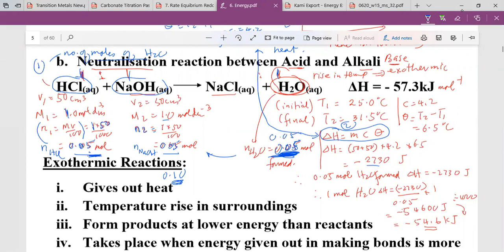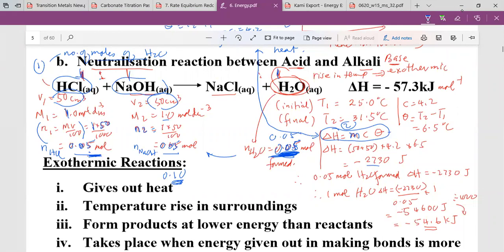Then we go to heat change. Now this is the thing which I think you learn in physics, okay? Heat is equal to mc theta. M means the mass of the whole solution, which here is 50 plus 50. You think the volume is actually equal to the mass because density equals 1 gram per dm cube, 1 gram per cm cube.